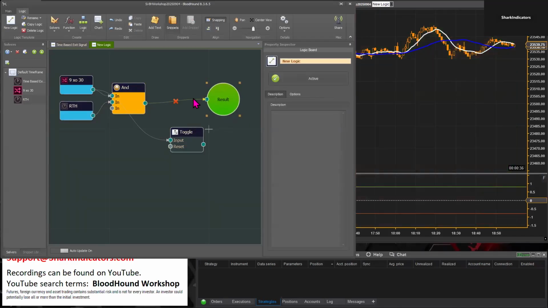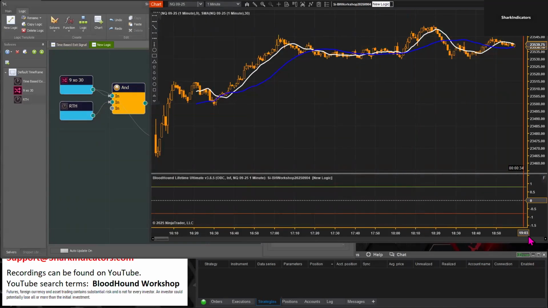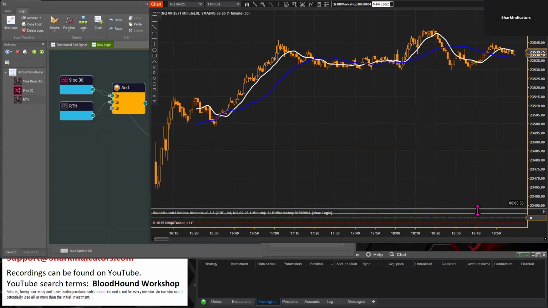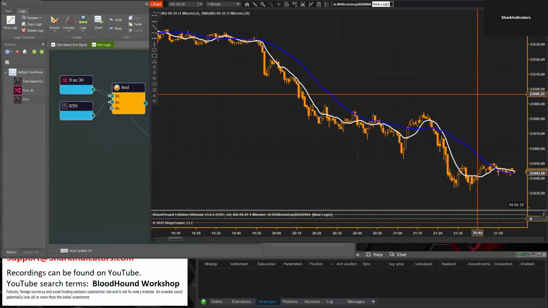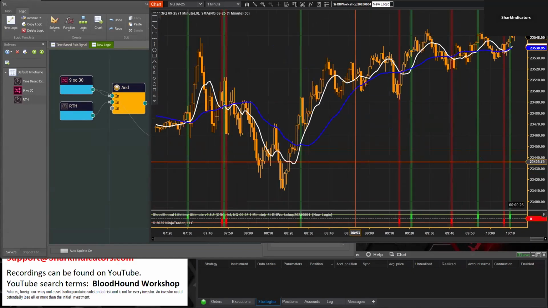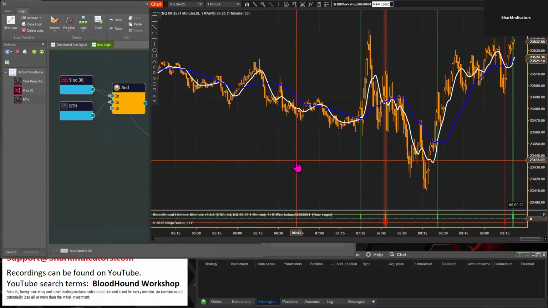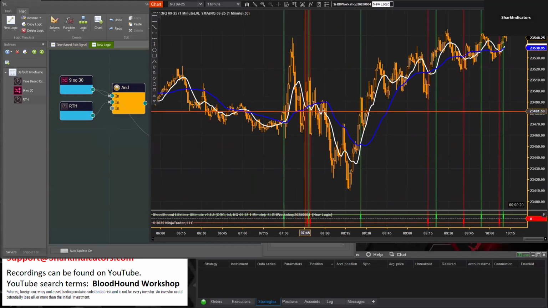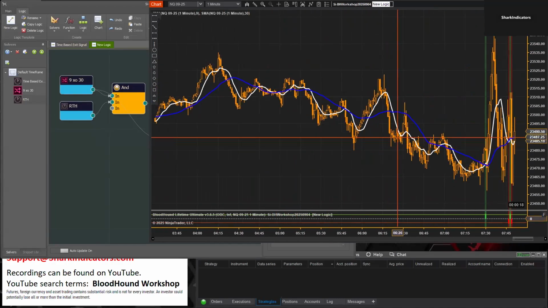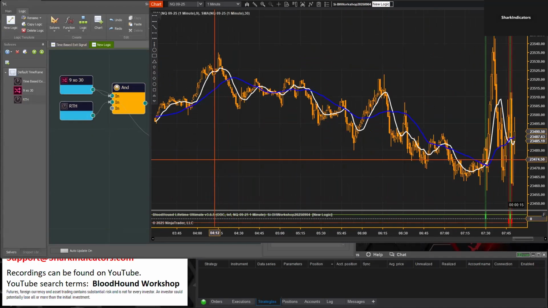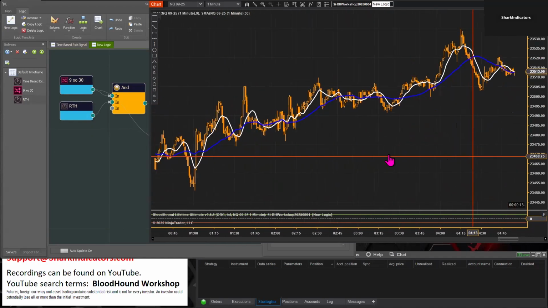All right, so let's take a look at what we have. And let's go back to the beginning of the chart. There. All right, so there are our signals. And now we only see signals during RTH. So there are no signals in the overnight session.